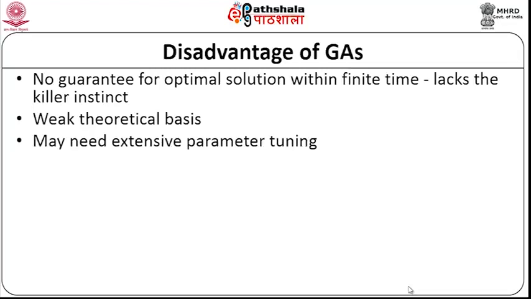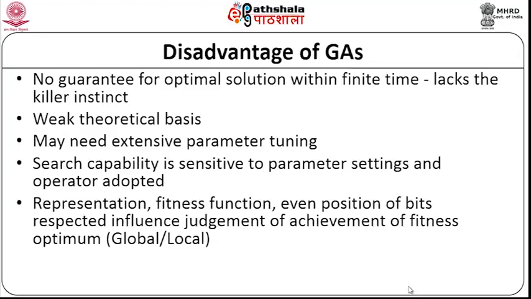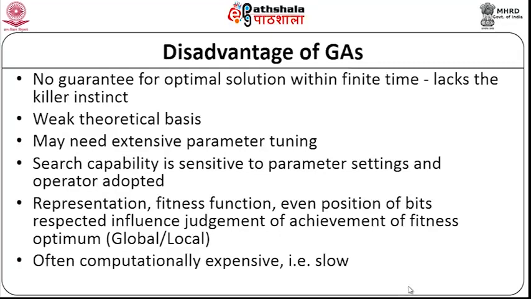Sometimes for some problems the parameter tuning has to be very extensive, and search capability is sensitive to parameter settings and the operators that you adopt. That is another problem. The representation, fitness function, and even the position of bits influence the achievement of the fitness function within a reasonable time. So, this is what you talk about as global optima and local optima. You want a global optimum, but you may end up with a local optimum. And often it is computationally expensive, that is, it is quite slow. So, that is the major disadvantage of genetic algorithms.